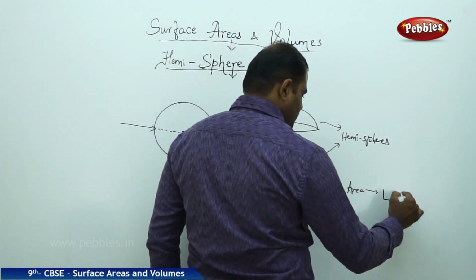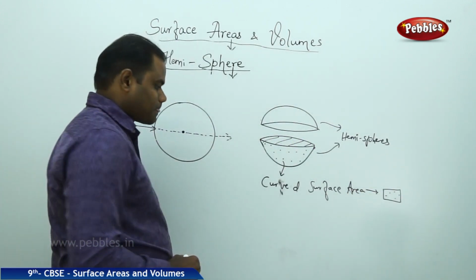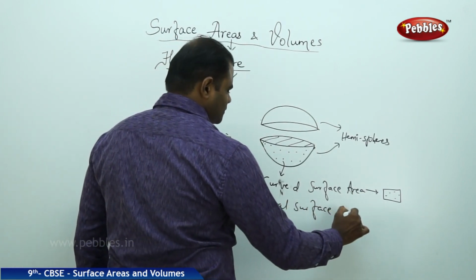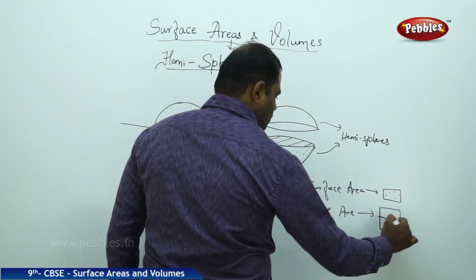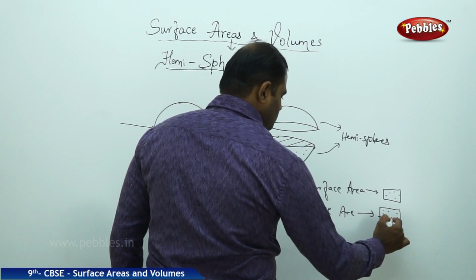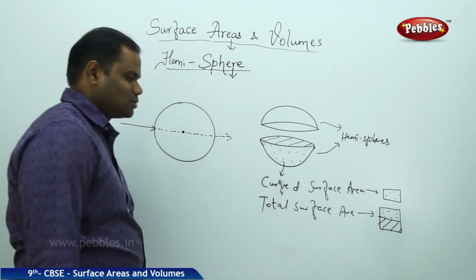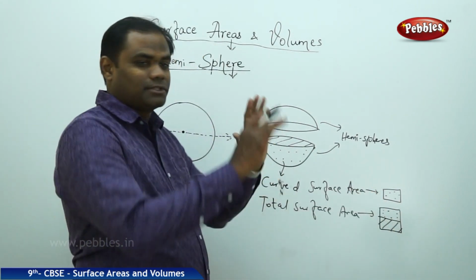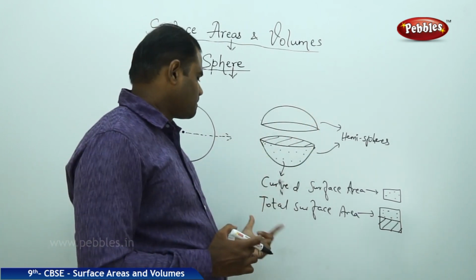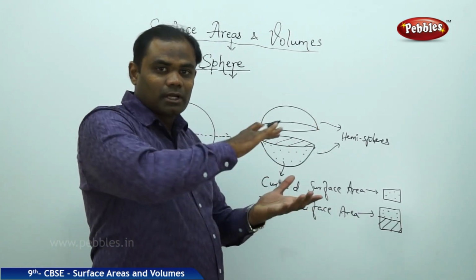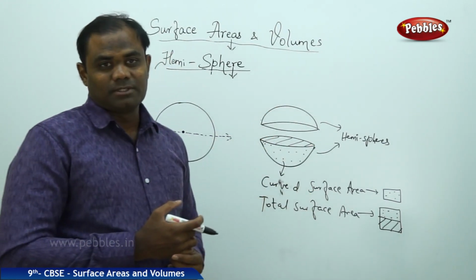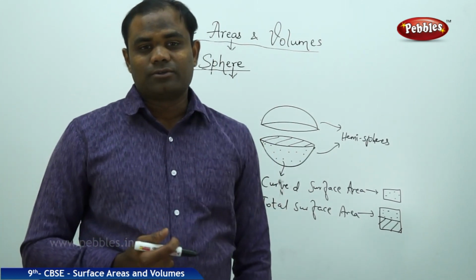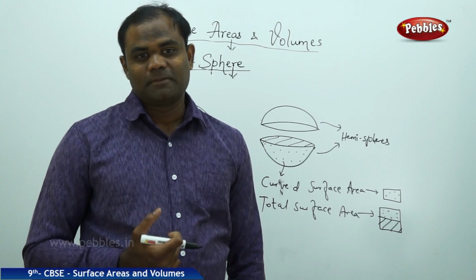So the curved surface area is the dotted region, and the total surface area is both the dotted region and the flat circular region. This is how we differentiate between the curved surface area, denoted by the dotted region, which is the only curved part of the hemisphere, and the total surface area, which includes the bottom and also the top of the hemisphere. We will discuss the formulae for the curved surface area and total surface area of a hemisphere in the following session.